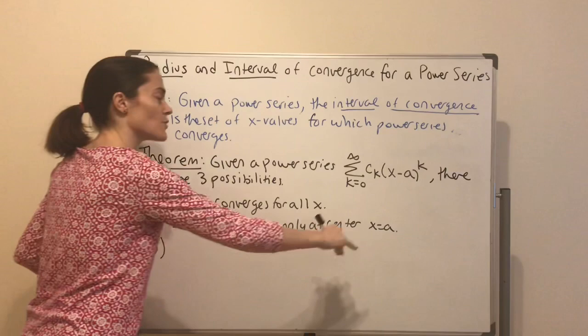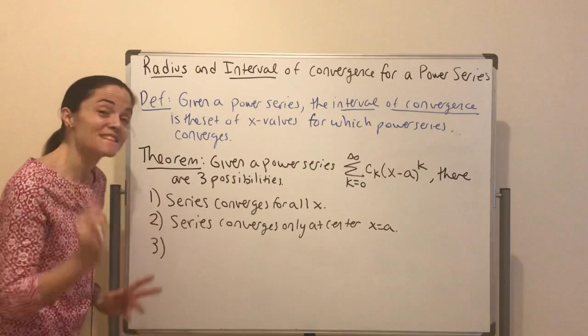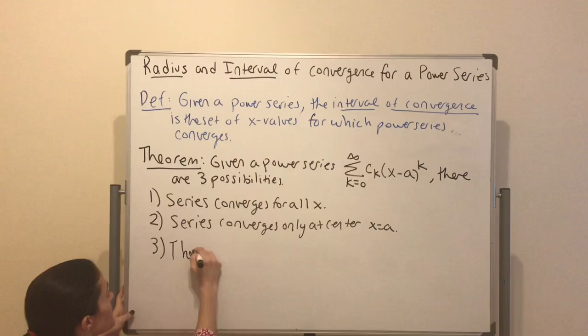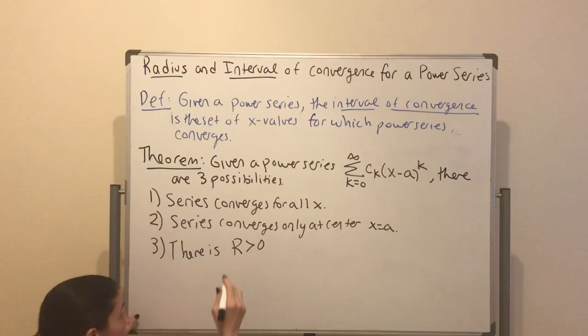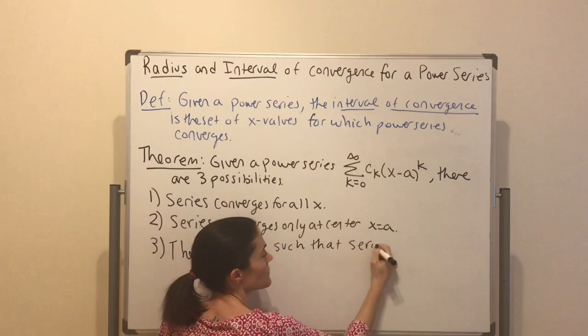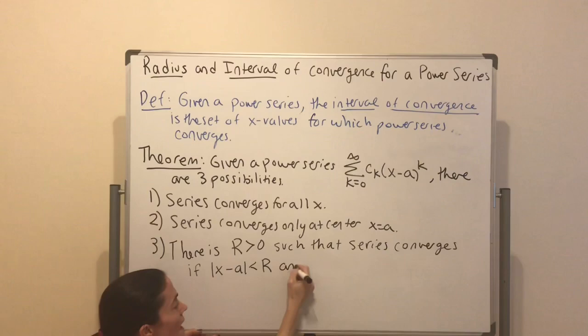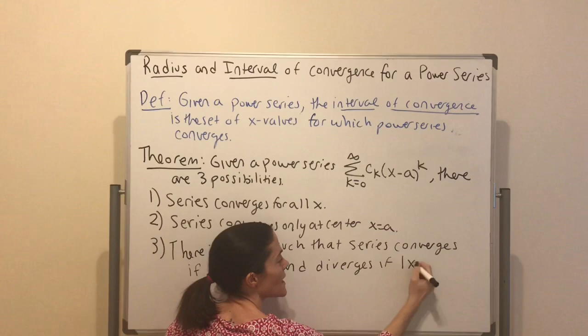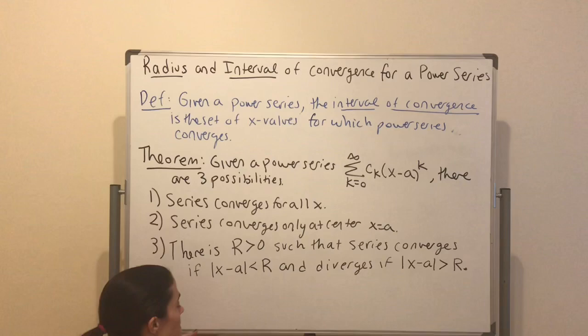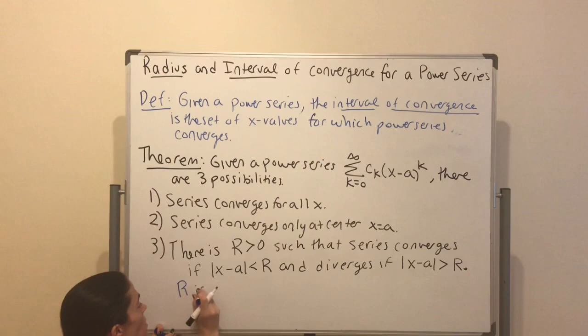And finally, number three, I guess the most interesting case, says there is a capital R bigger than zero, such that the power series converges if the absolute value of x minus a is less than capital R, and it diverges if the absolute value of x minus a is bigger than capital R. Okay, so in this bottom case, capital R is called the radius of convergence.